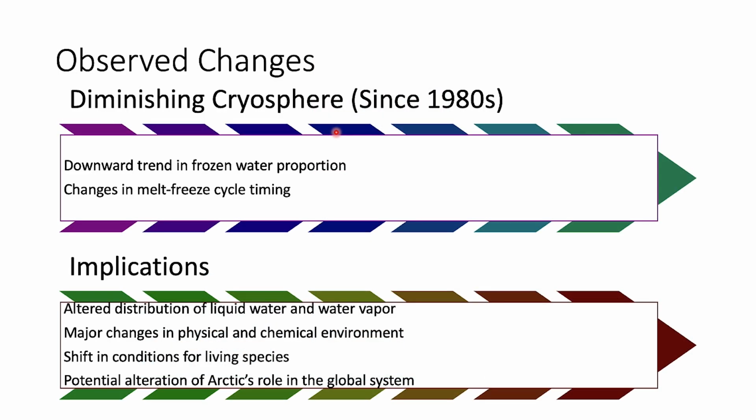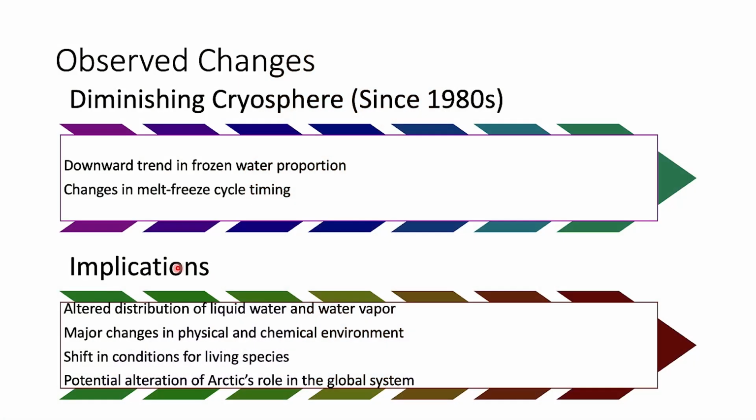So we are actually seeing there is a change in the cryosphere. From 1980 onwards, there is a major change that is being observed. The first one is there is a downward trend in frozen water proportion, and also there is a change in the melt to freeze cycle timings. So these are all the changes that are happening, and by knowing this we can actually find out what are all the implications that are going to happen in the future.